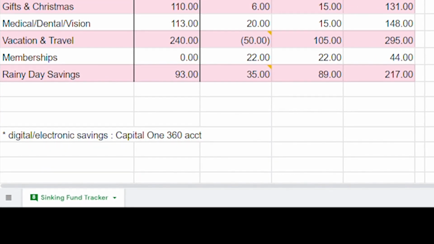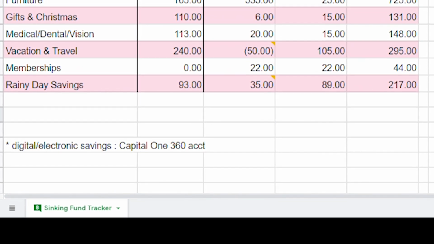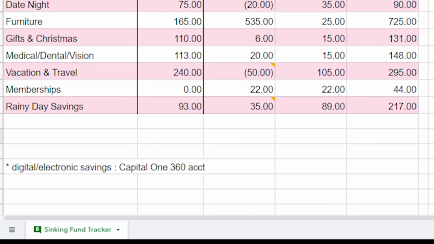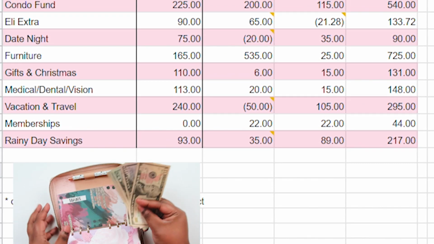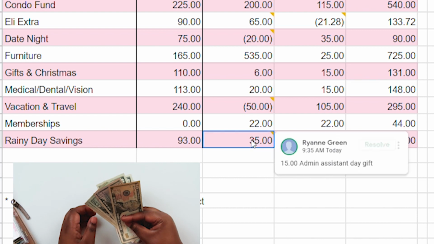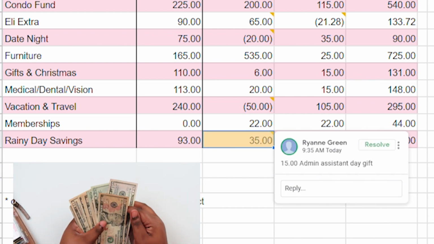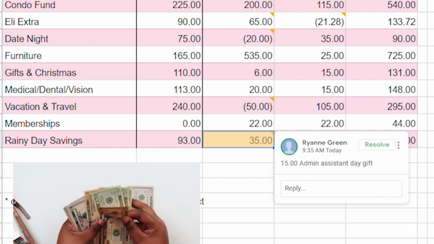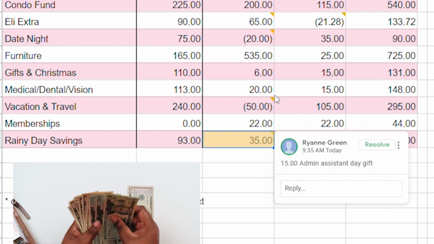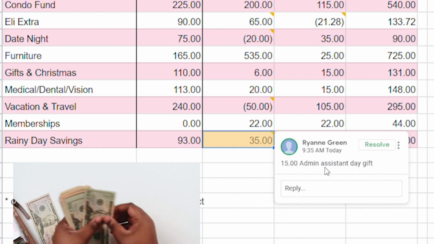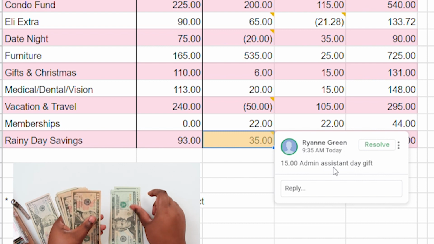Rainy day savings. You guys know I like to use this as my kind of catch-all if I have any spare singles or money that I don't know where to put. I like to put it in rainy day savings for just that, a rainy day. So we started off with $93 at the end of April. I added a net total of $35. So we had $36 from the first paycheck, $14 from the second paycheck, and then I had to take out $15. And as you can see here, my note, $15 was for my administrative assistant day gift.